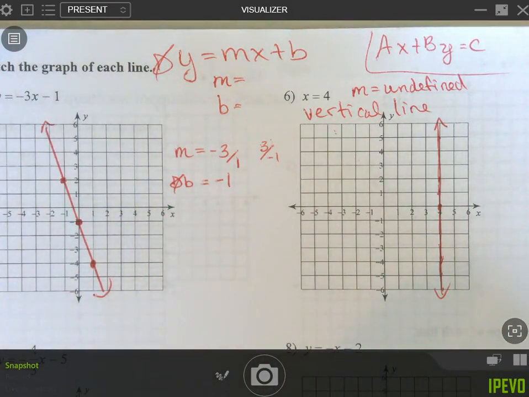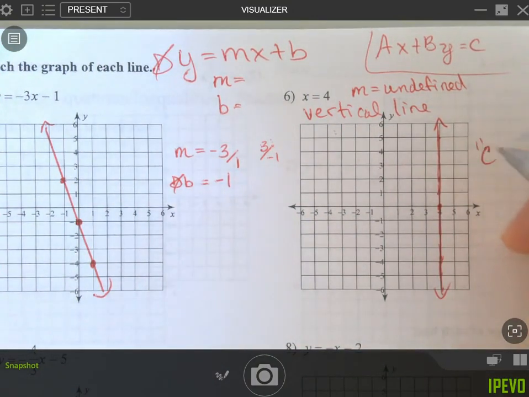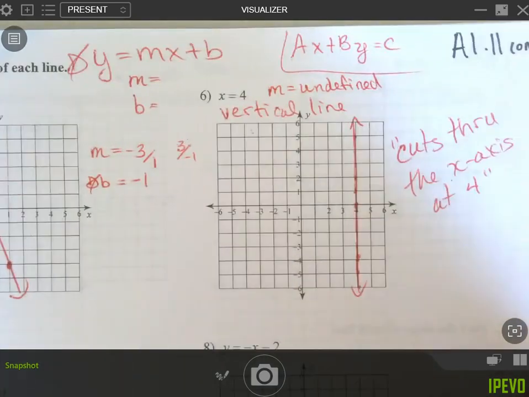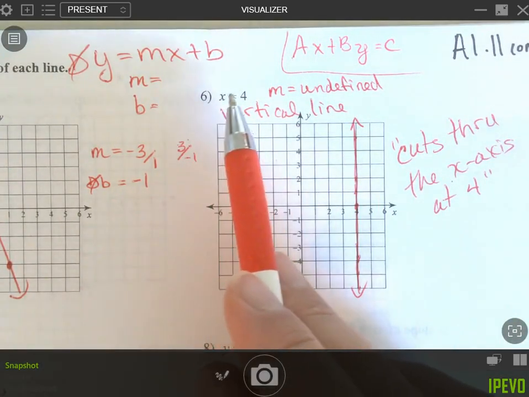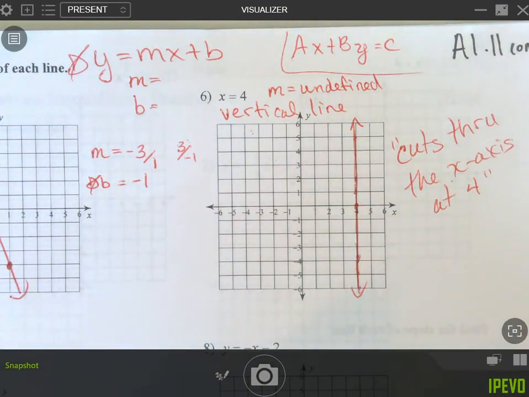because it's different. So anytime, think about it, it cuts through the x-axis at 4. That helps me remember it. So if x equals 4, remember that it cuts through the x-axis at 4. It's different because there's no y equals. All right. So go ahead. I would like you to graph 7 and 8.